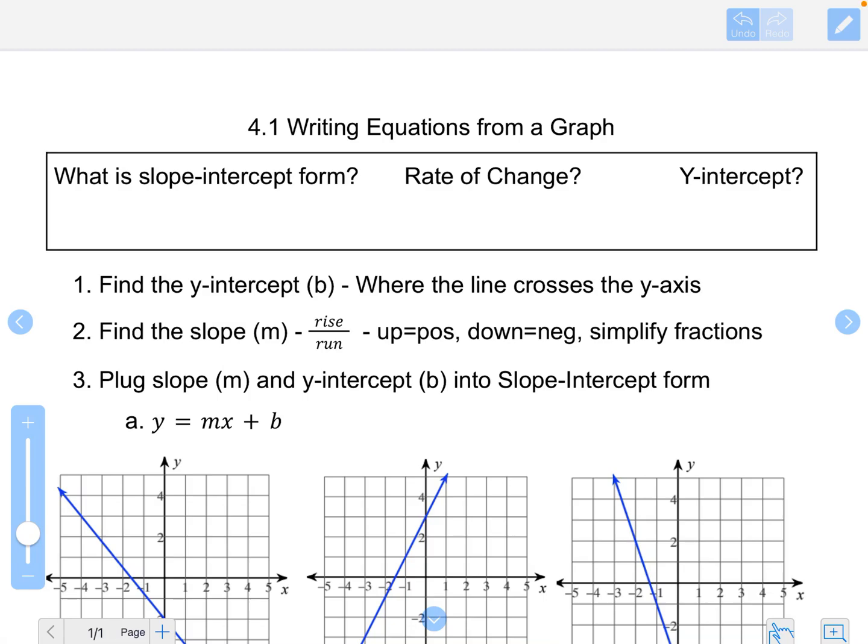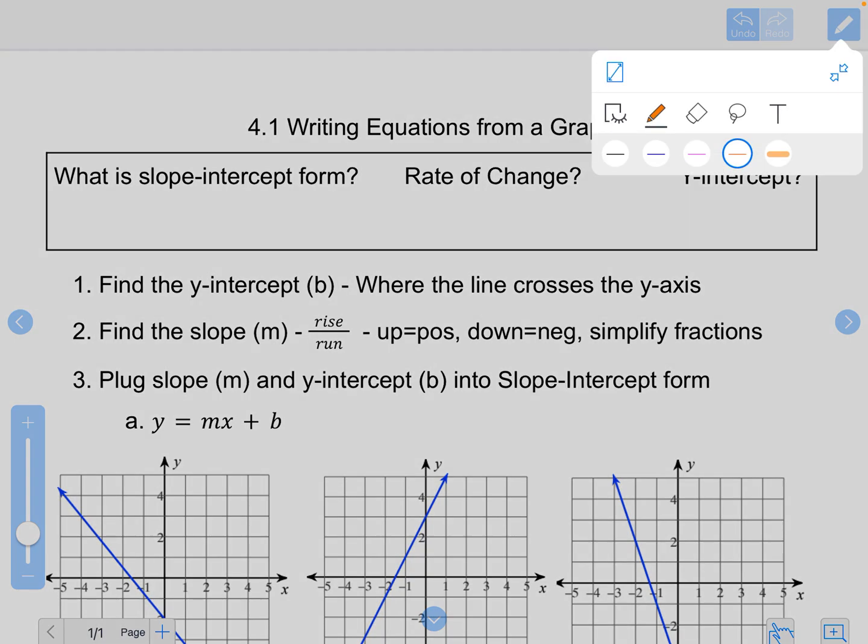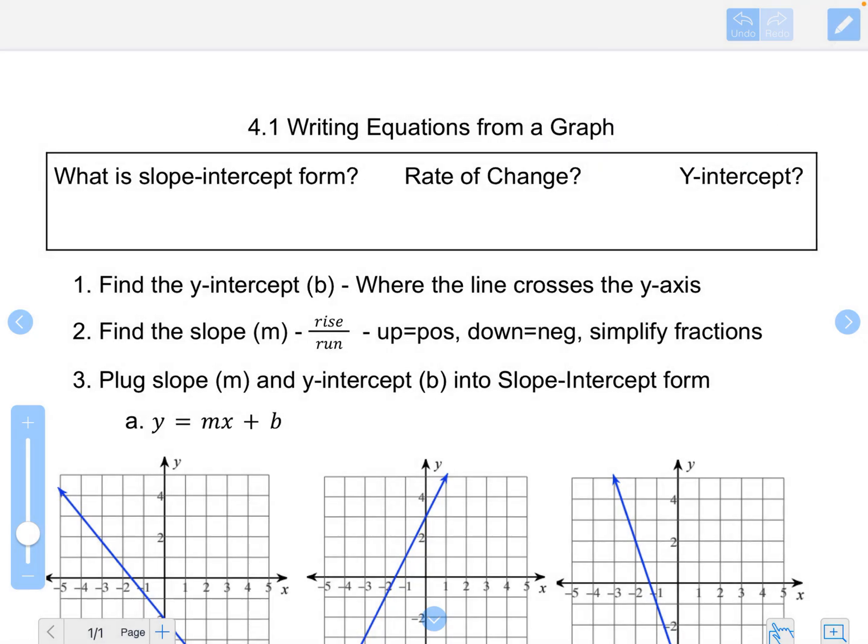Welcome to Coach Taylor's class notes, and today we're going to review writing equations from a graph. We talked about this last unit, and we're going to start with it this first unit. So this unit's all going to be about writing equations and writing different versions and different forms of equations.